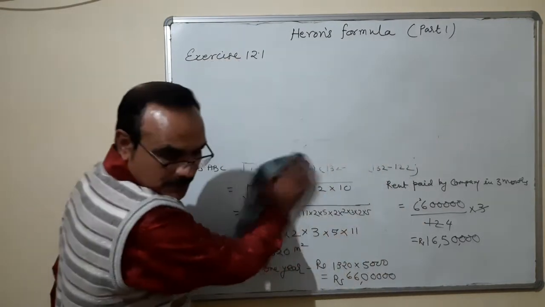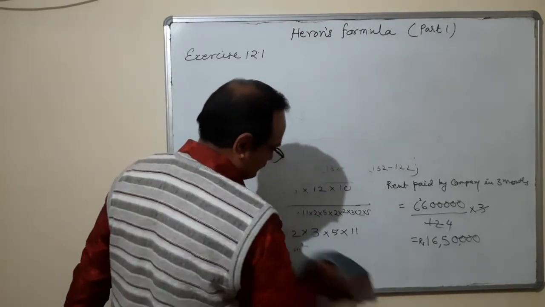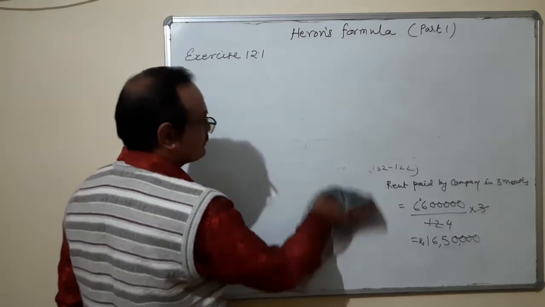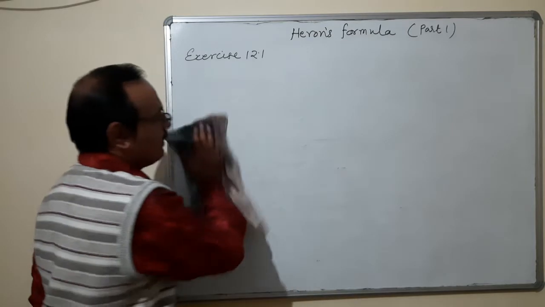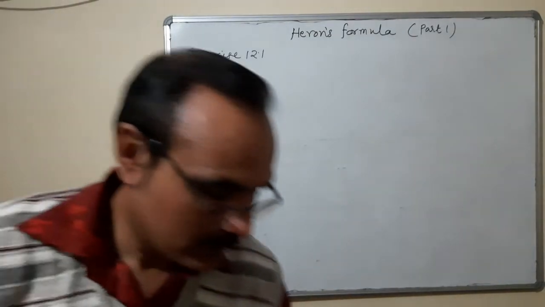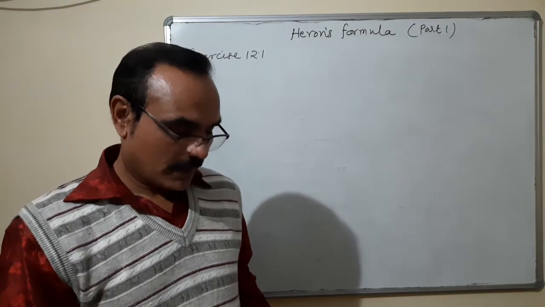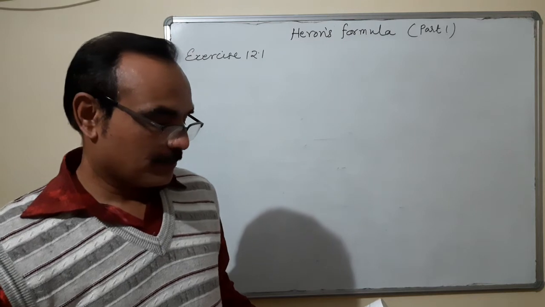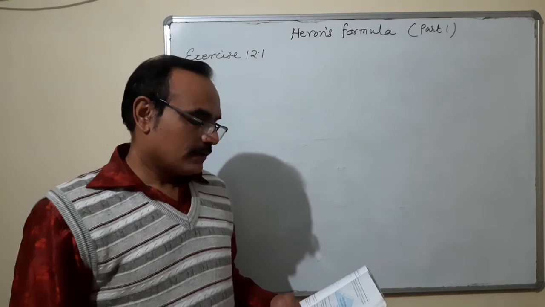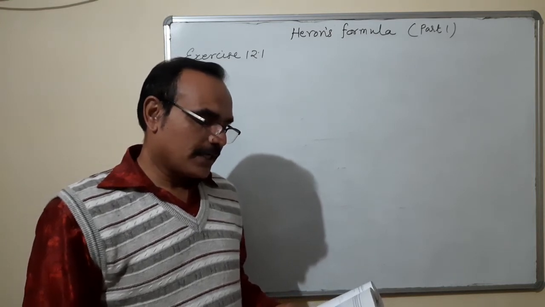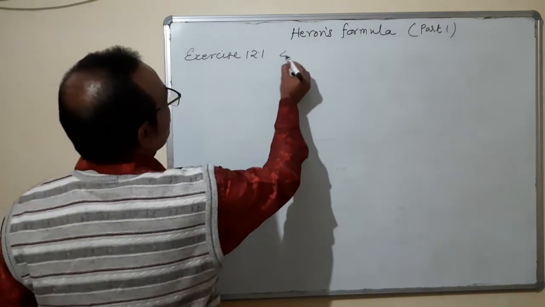After that, we are taking a question from the same exercise 12.1. I want to discuss question number 4. Find the area of the triangle, two sides of which are 18 centimeter and 10 centimeter, and the perimeter is 42 centimeter. Okay, question number 4.